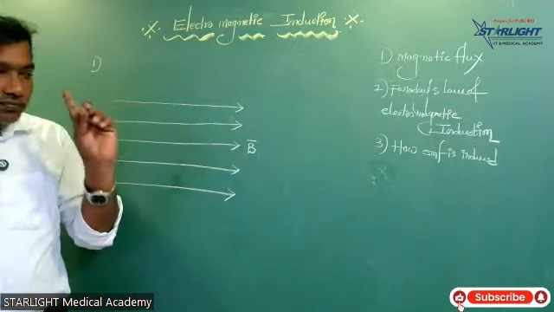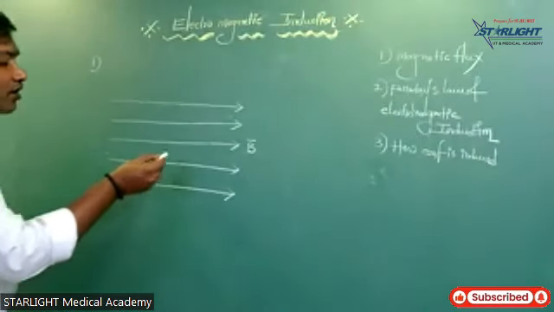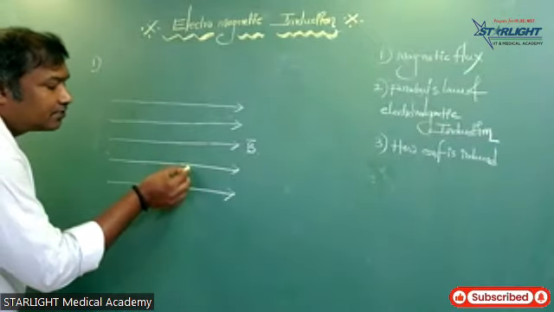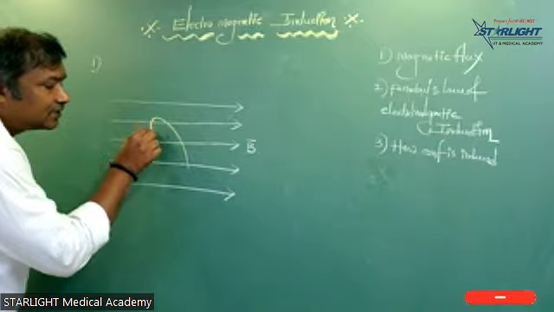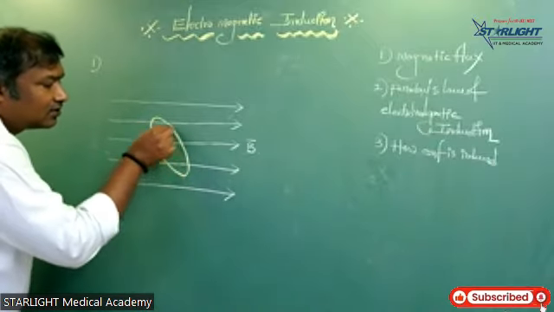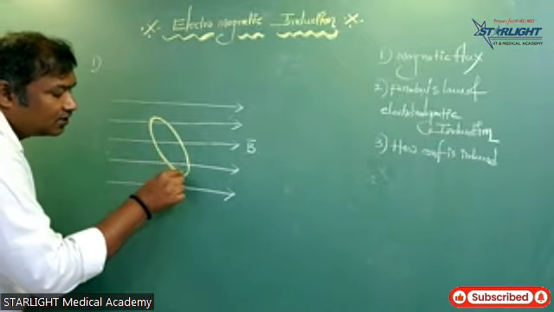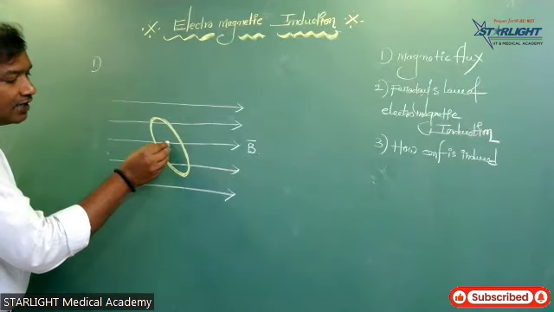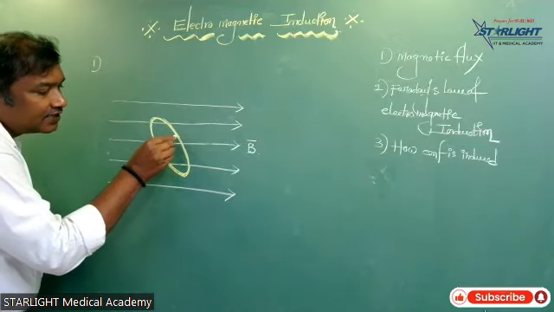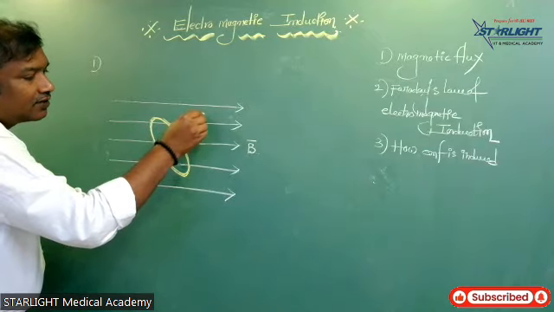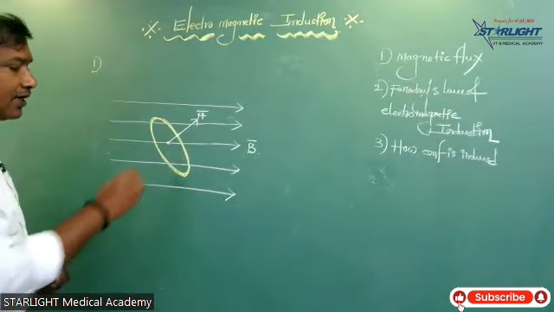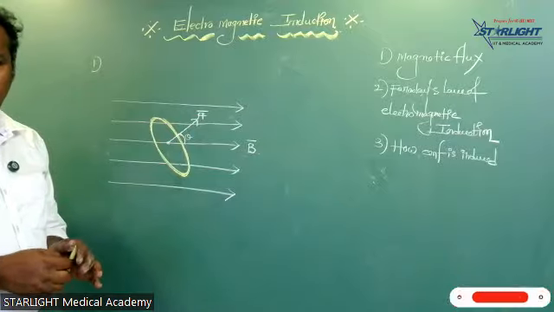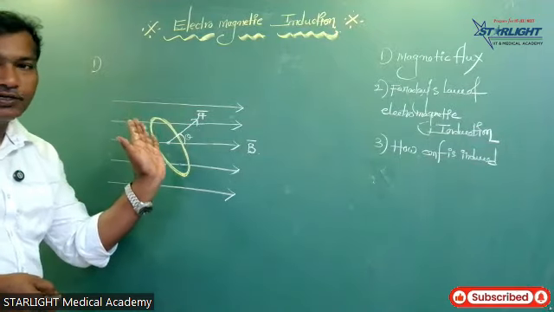Okay. First, suppose a coil. So this is a coil. A coil is placed in this uniform magnetic field lines. So this is a wire coil. The area of this coil is in this direction, A bar. The area of the coil makes an angle theta with the field direction.